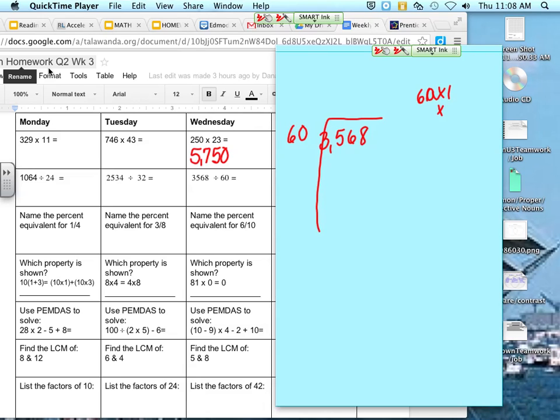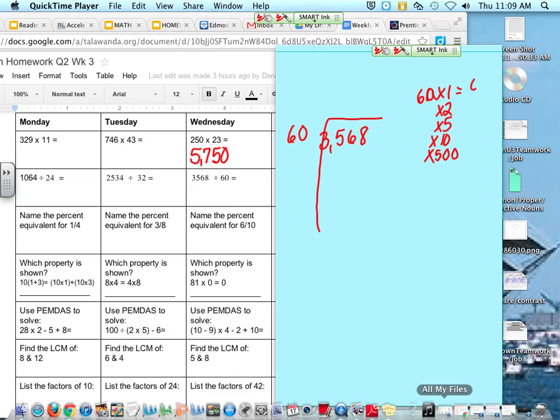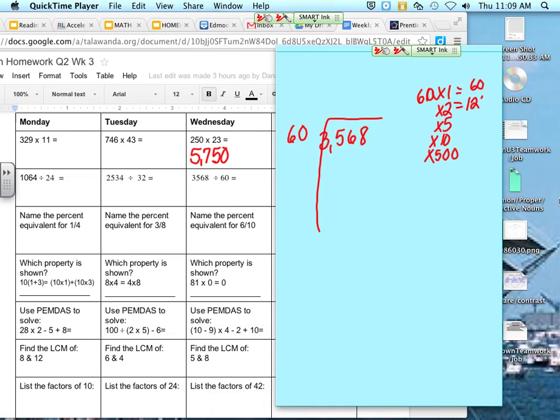I'm going to write my multiples over here. Times 1, times 2, times 5, times 10, and times 500. This is 60. We have 120. 6 times 5 is 30, so 60 times 5 would be 300. 6 times 1 is 6, so 60 times 10 would be 600.